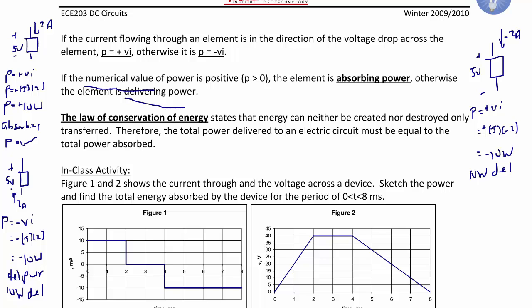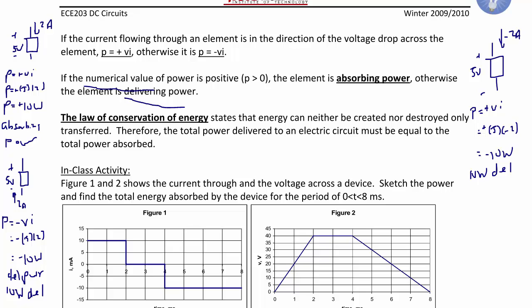So the way I think about this, if money is power and I have negative 10 watts, that means I have given some of my money away. I'm delivering my power to someone else. If money is power and I have positive 10 watts, then I'm gaining more power because my bank account would be going positive, or I'm absorbing more power. Okay? Negative, delivering power. Positive, absorbing power.